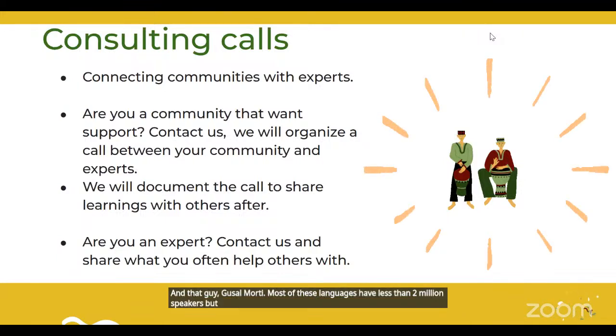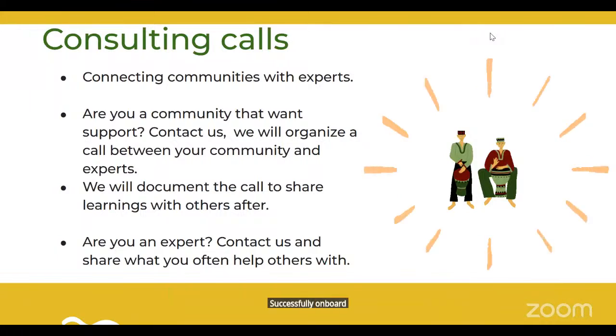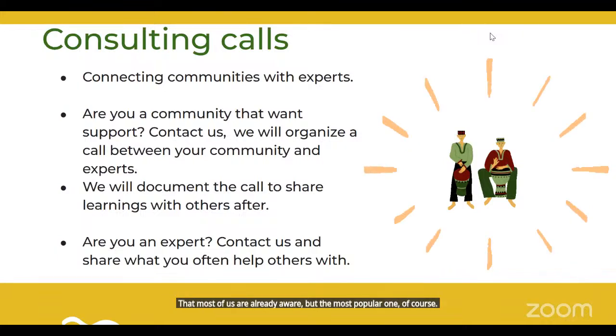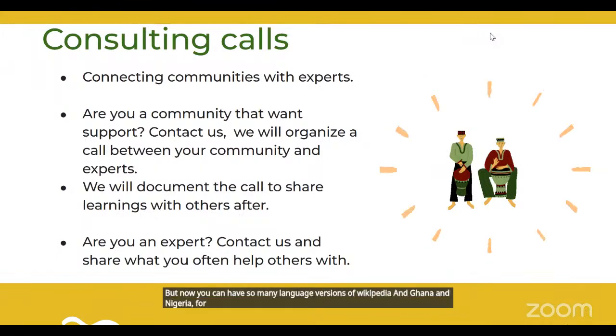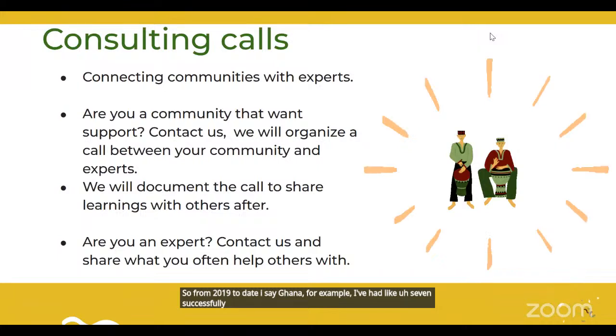But since we started building communities and promoting the projects that we do using social media and connecting with students in different institutions, we've been able to successfully onboard 5 languages. So when we talk about language versions of Wikipedia, we are talking about the over 300 languages that currently exist. Most of us are already aware, but the most popular one, of course, is the English Wikipedia. But now you can have so many language versions of Wikipedia. And Ghana and Nigeria, for example, have had a large number of languages onboarded since 2017. From 2019 to date, Ghana, for example, has had 7 successfully published language Wikipedias: Dagbani, Mori, Kusal, Dagare, Ghanaian Pidgin, Fanti, and more.